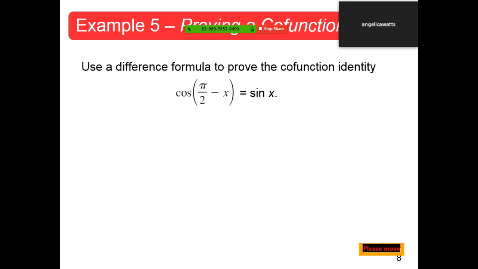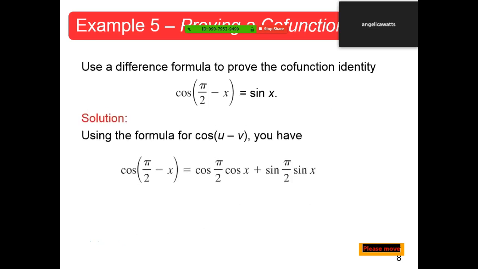Okay. And let's see how they did it. Using the formula cosine of u minus v, you have cosine pi halves minus x is cosine pi halves cosine x, and minus a minus is plus sine pi halves sine x. Well, cosine pi halves is 0 times cosine x is still 0. Sine of pi halves is 1 times sine x is sine x. So you have 0 plus sine x is sine x, and sine x is equal to sine x. Okay, how many times can we say it?